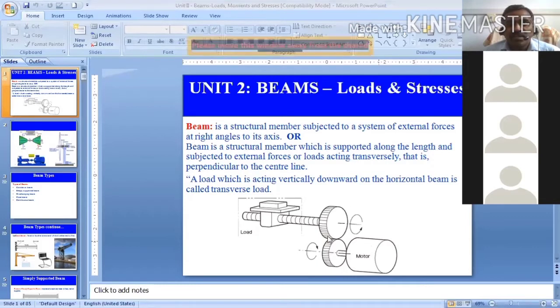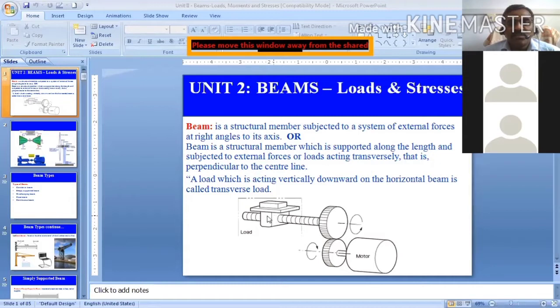The motor and the gears are connected to the shaft, and these two gears are in mesh. Here we have a threaded shaft, and here we have a nut. Over the nut there is a table.